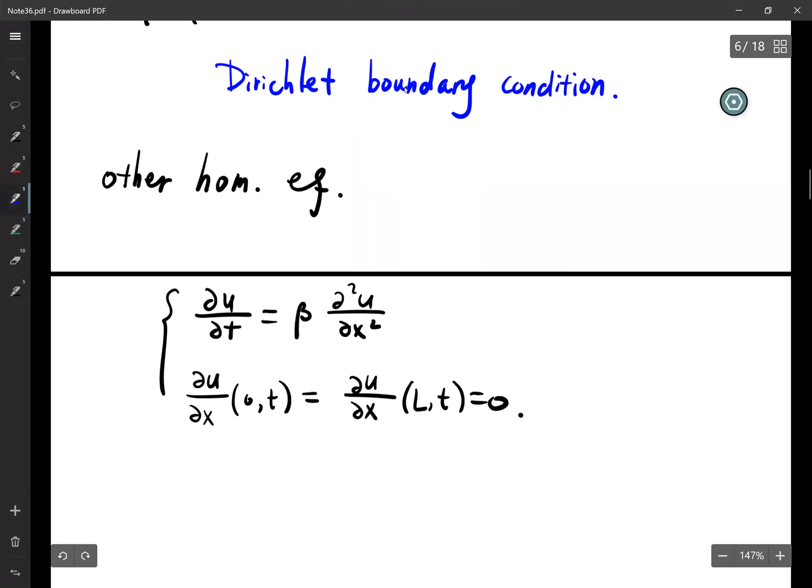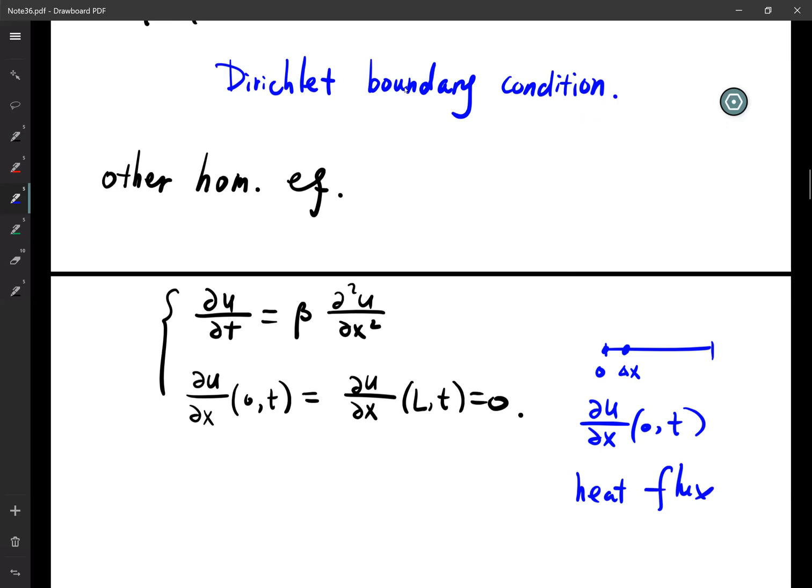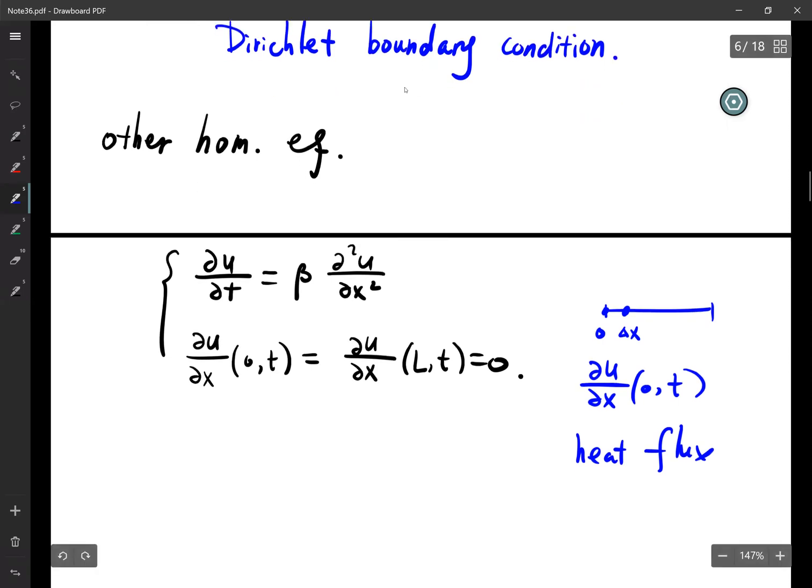So this one, partial u partial x, what's that? Here it is the temperature at 0. Here it is the temperature at delta x. The difference of the temperature divided by delta x, partial u partial x at (0,t), means the heat flux, or the temperature difference. If there is a heat flux and it is non-zero, then heat can flow from one place to the other. But if I set it to be 0, it means that there's no heat flux.